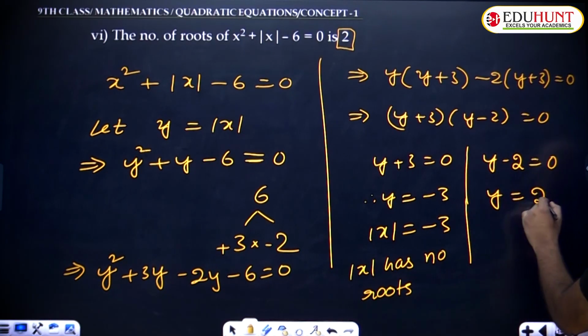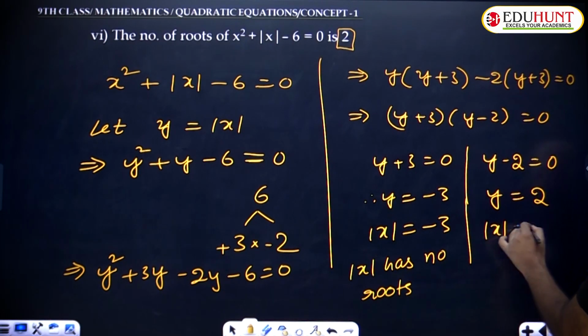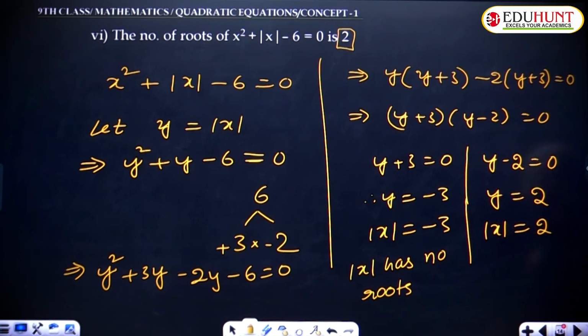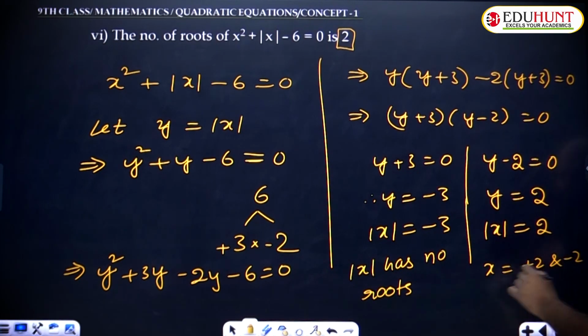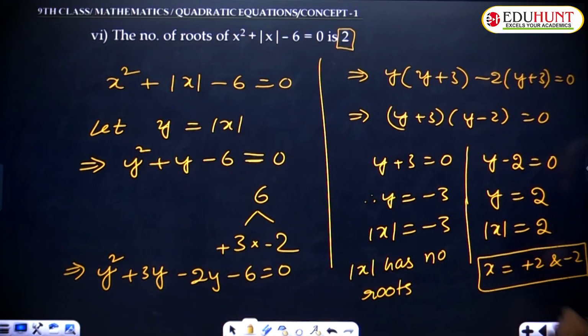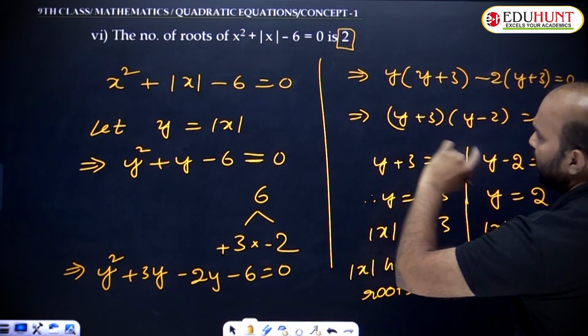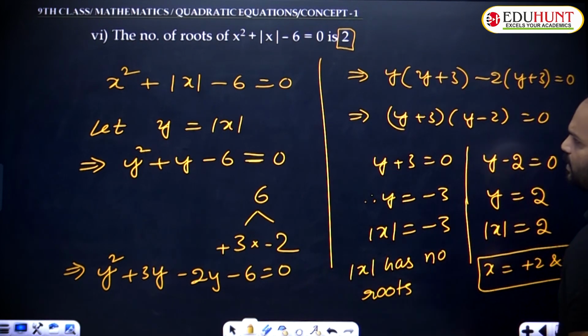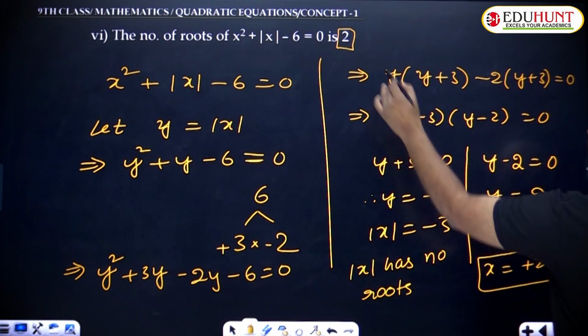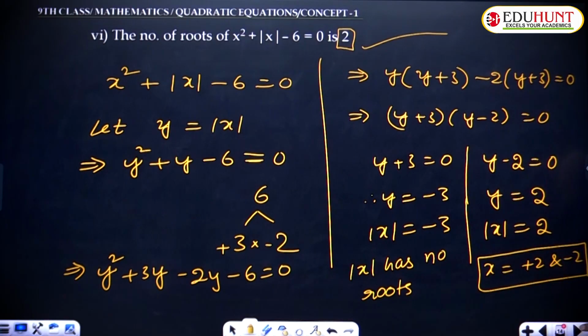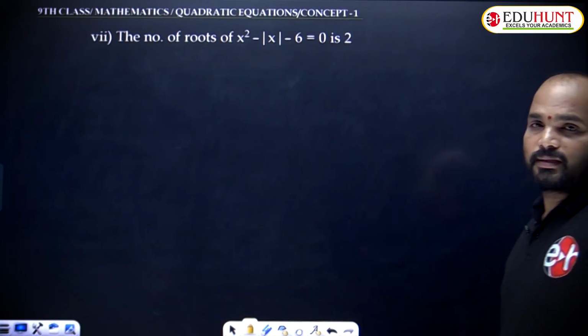In the second case, y equals 2, so mod x equals 2. It is a positive value, so what is the x value? Plus 2 and minus 2. Am I clear? So here how many roots are we getting? 2 roots. So x square plus mod x minus 6 equal to 0 has how many roots? 2 roots. It is satisfied. Am I clear? So let's go to the seventh one.